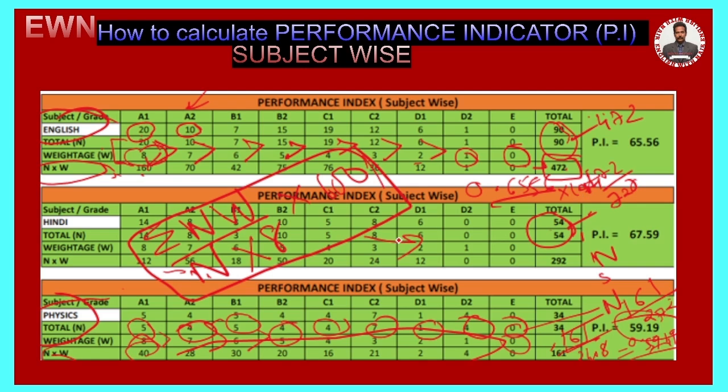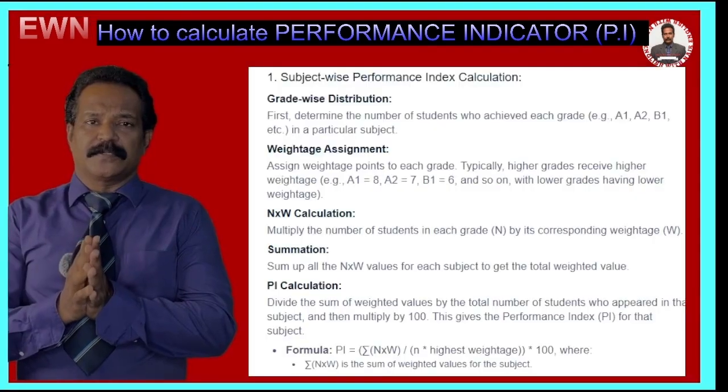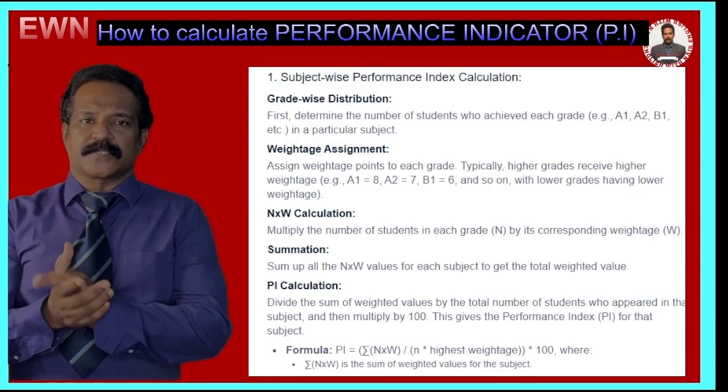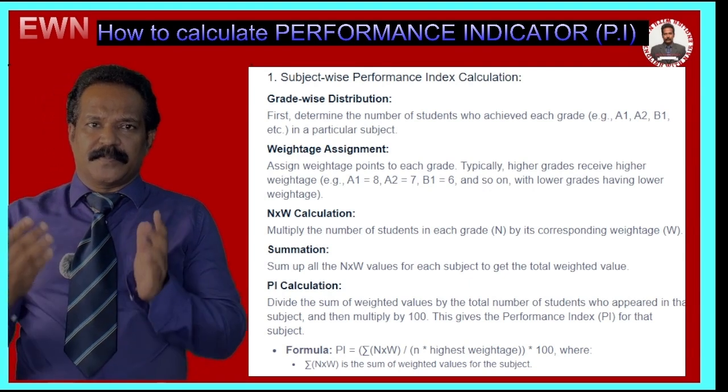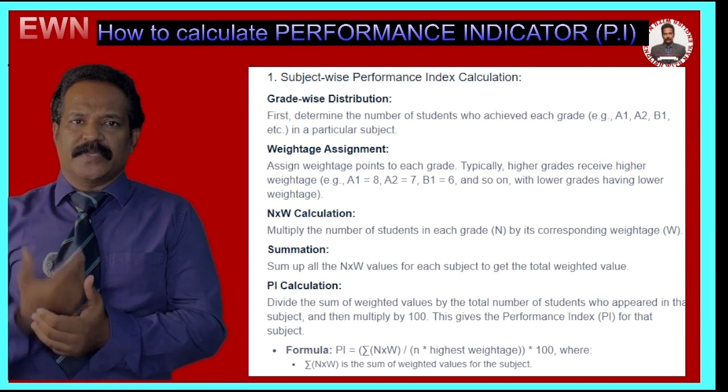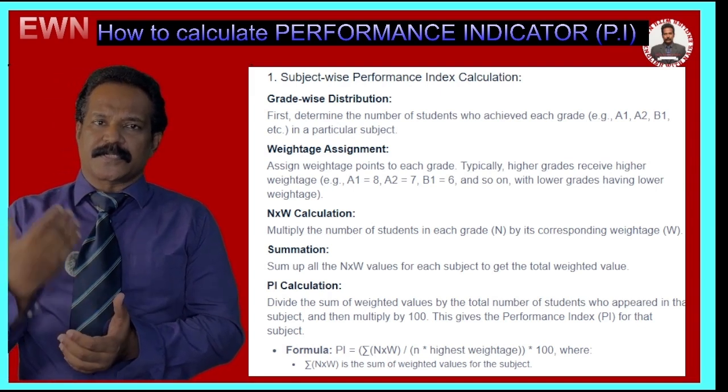For example, there are different subjects like maths and bio. So in the science stream, how many opted for maths, how many opted for bio? That strength will be n, and into 8. It is fixed, upon the sigma NW of each grade. So this is how you calculate subject wise PI separately, to calculate the performance indicator of a subject. So of any subject, maybe it's English, Hindi, or physics, we can calculate the PI or performance indicator separately.